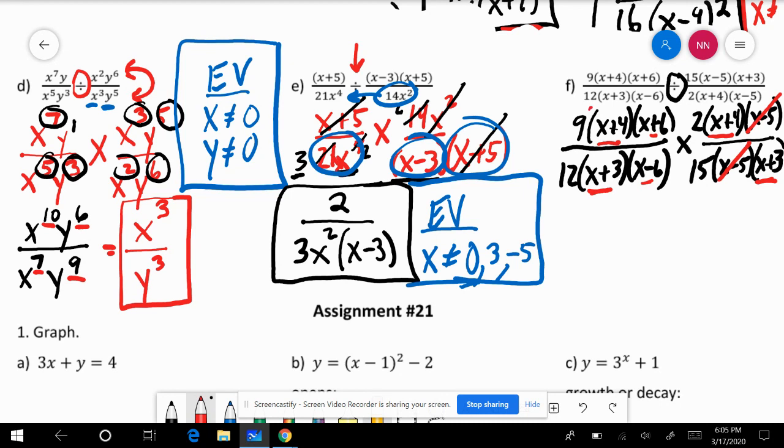But 9 and 12 can reduce to 3 and 4. And 4 and 2 can cancel. And 15 can cancel with 3. So now when we multiply across, 1 and 1 gives us 1. We have an x plus 4 and another x plus 4. So I'm going to put x plus 4 squared. Plus I have that x plus 6.